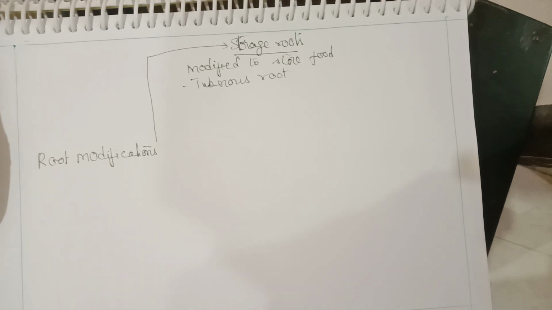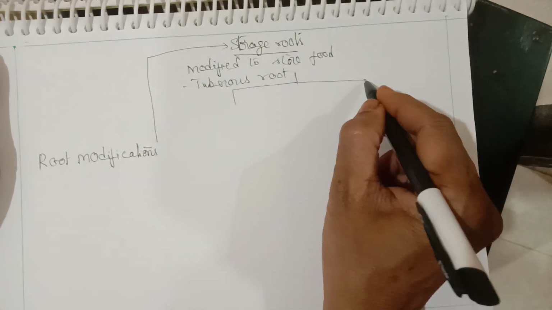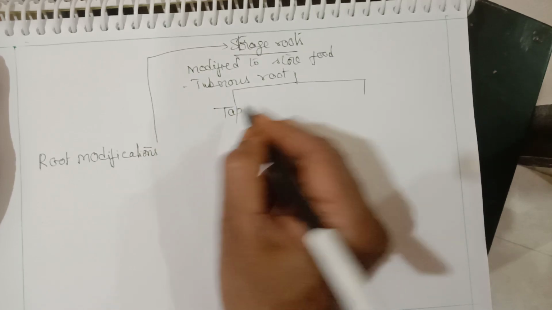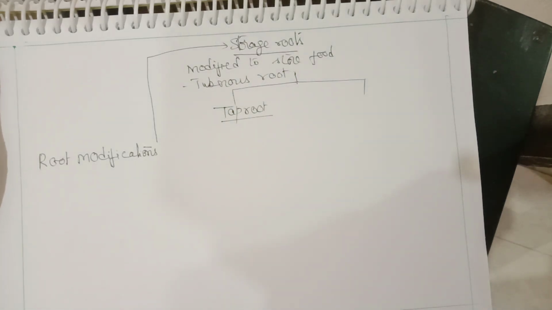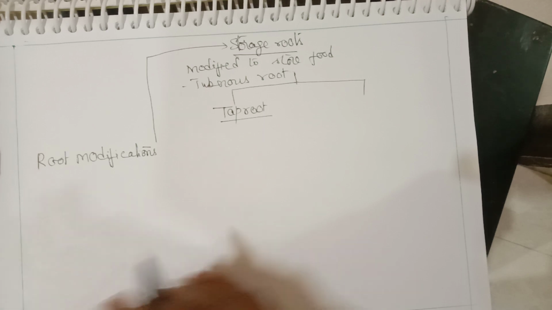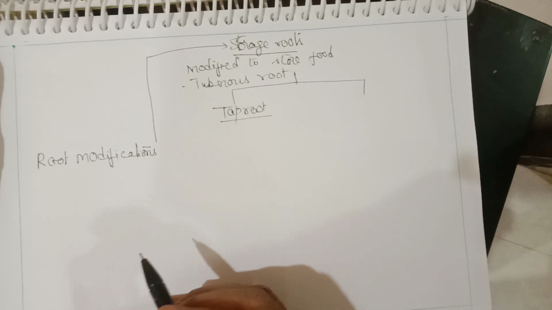Now these storage roots can be taproot modifications or adventitious root modifications. We will see them separately. First, what is a taproot modification? You know about the taproot. Here the primary root is persistent, formed from the radicle, and this primary root gives rise to many branches called lateral roots or secondary roots. Lateral or secondary roots further branch to form the rootlets. All these three together form the taproot.